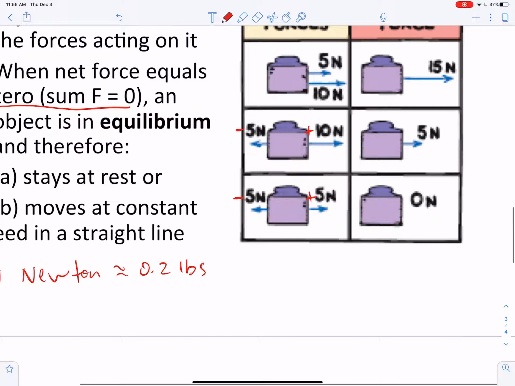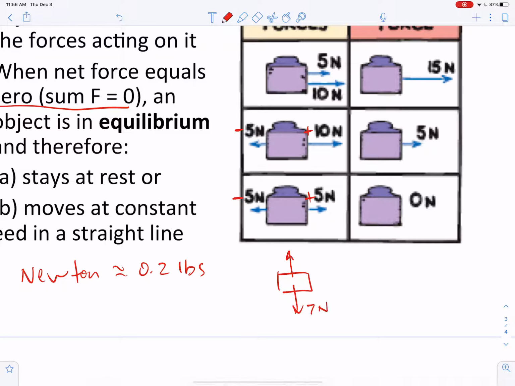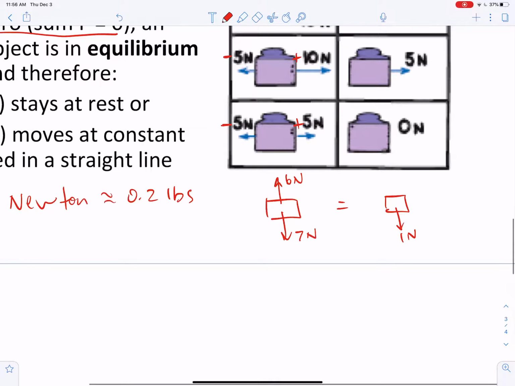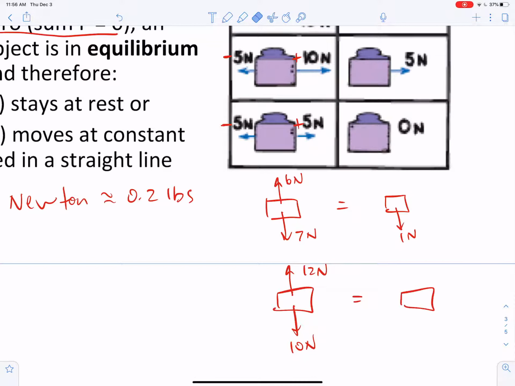So what if you had the same mass, but now you have 2 forces maybe vertically? So maybe you've got 7 newtons down and you've got 6 newtons up. Well, then that would be equal to a net force of 1 Newton down, right? Or maybe you've got 10 newtons down and 12 newtons up. Well, that would be equal to a net force of 2 newtons up, okay?